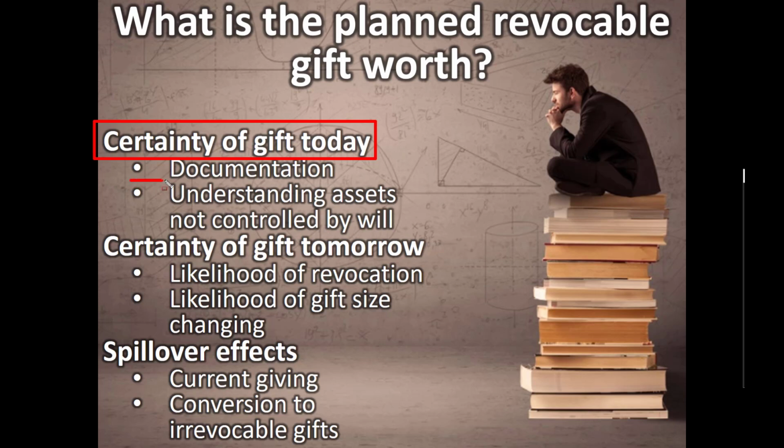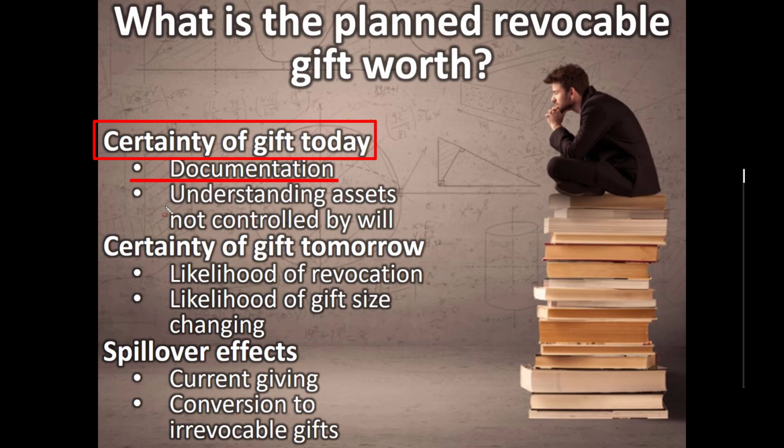So certainty of the gift today, this can relate to documentation. In other words, did they just mention it to me in a casual conversation? Maybe they were lying, or maybe they were mistaken, or maybe I misheard them. Maybe they were talking about something they planned to do, but they hadn't gotten around to it. So documentation can help with this issue of how certain are we of that gift if they got hit by a bus and died today, right?